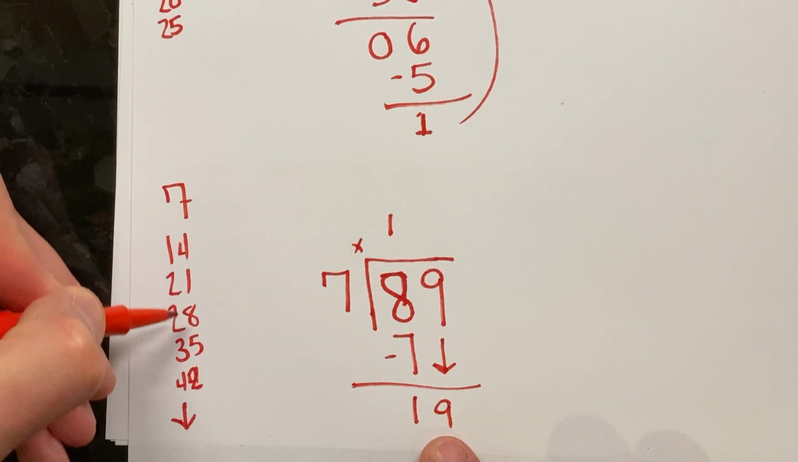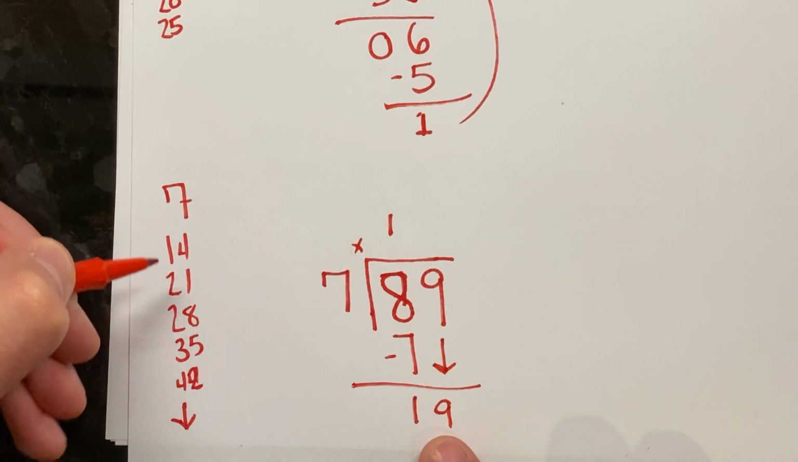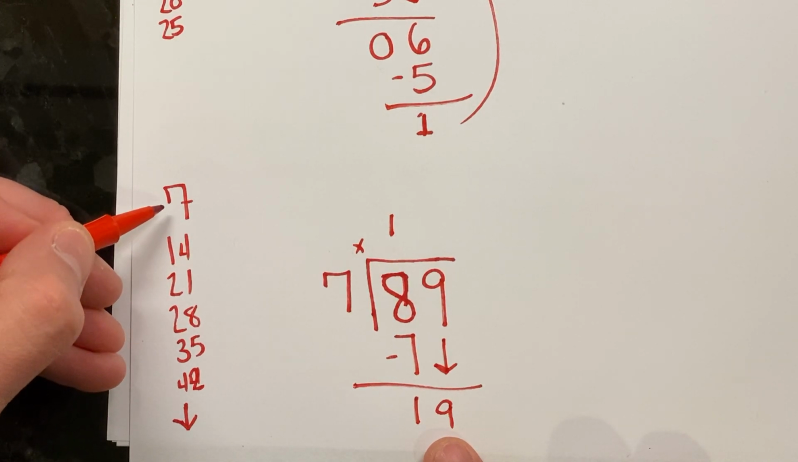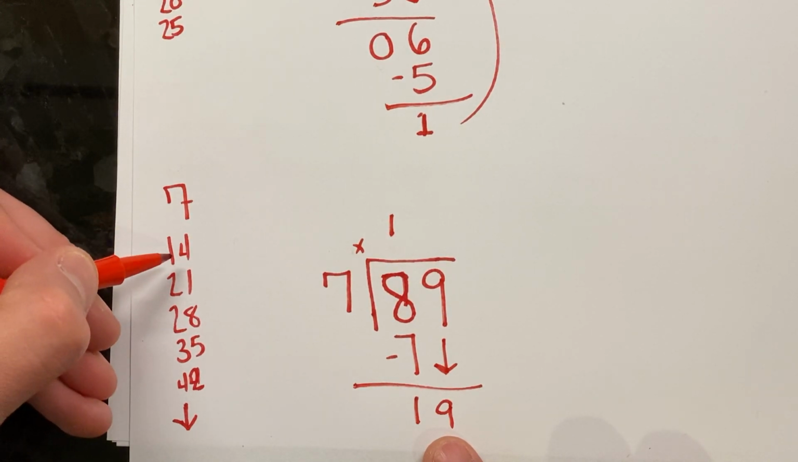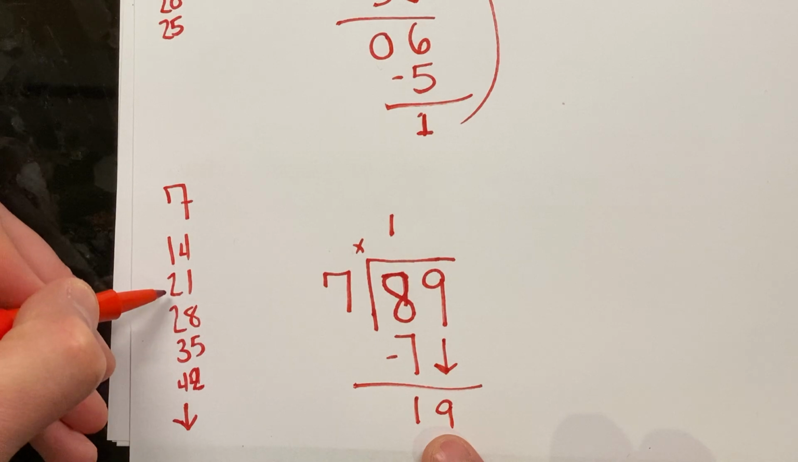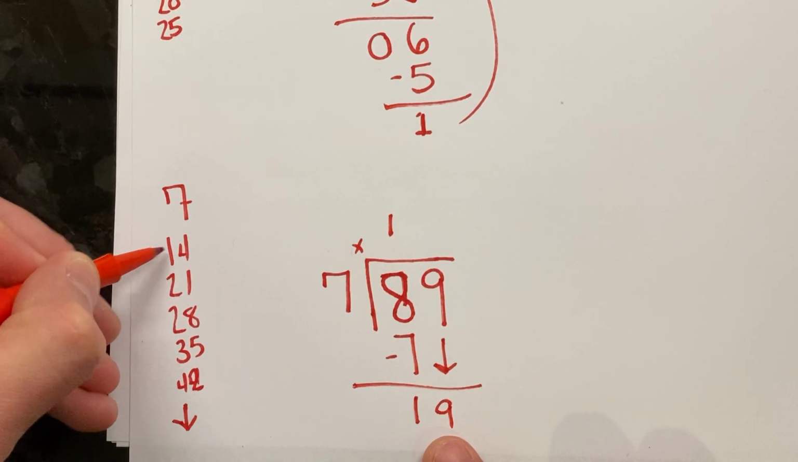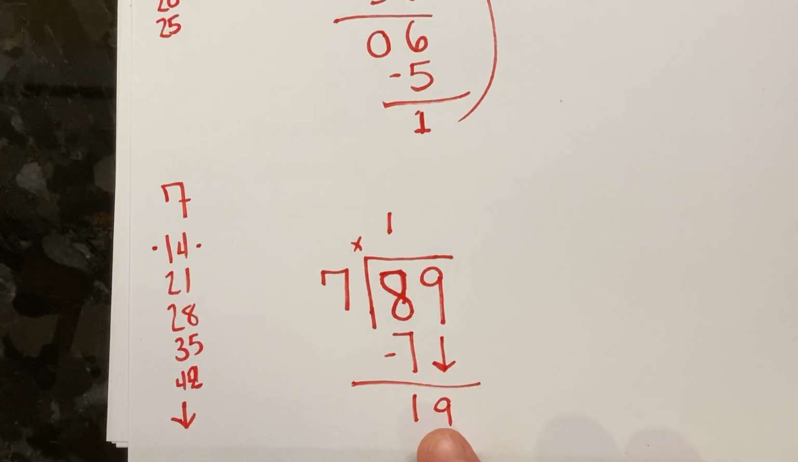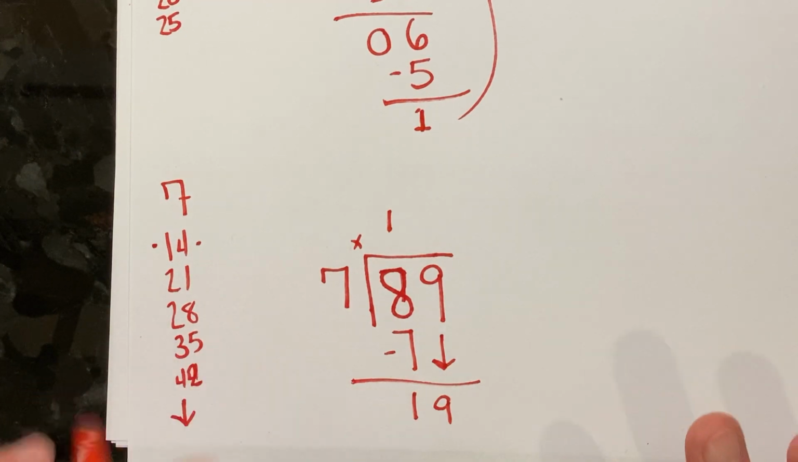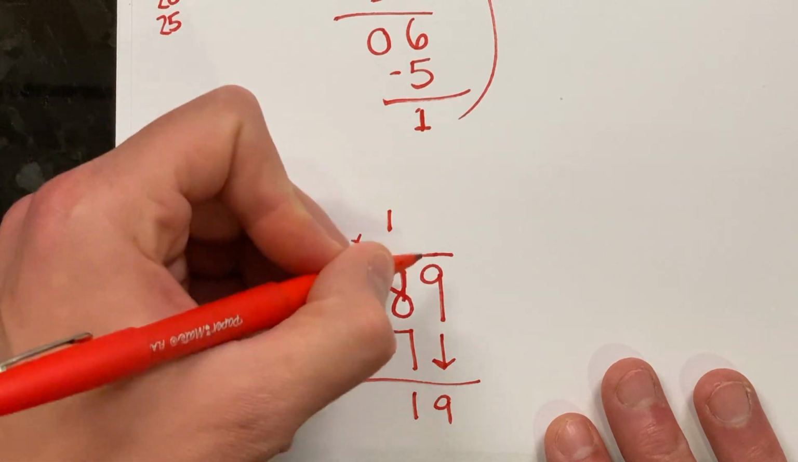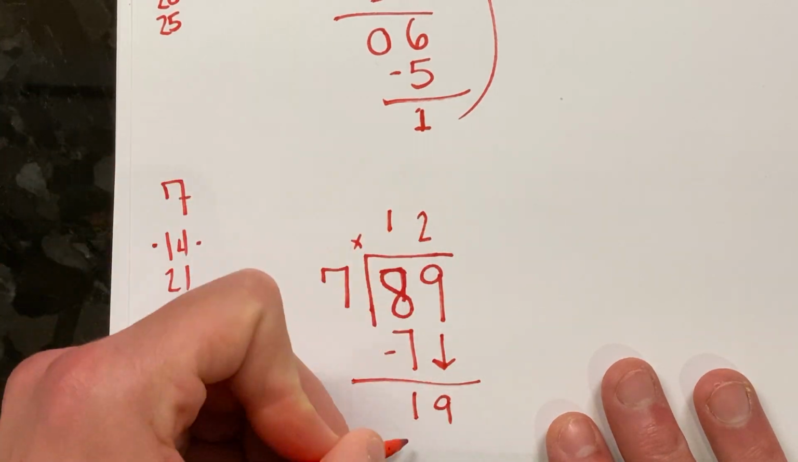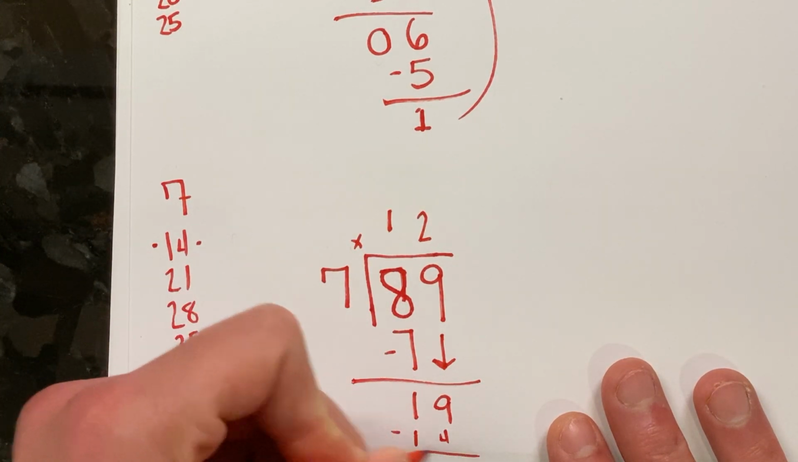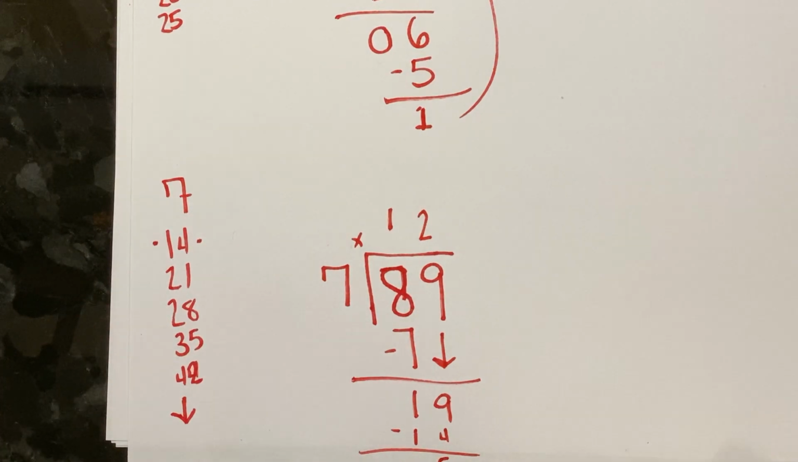Well, what's the closest multiple that 7 can get to 19 without going over? 7's too small, 14's too small, but 21 is too big. Even though there's going to be a difference here, 14 is the closest I can get to 19 without going over, which is 7 times 2. 7 times 2 is 14. When I subtract, I have 5 that remain.